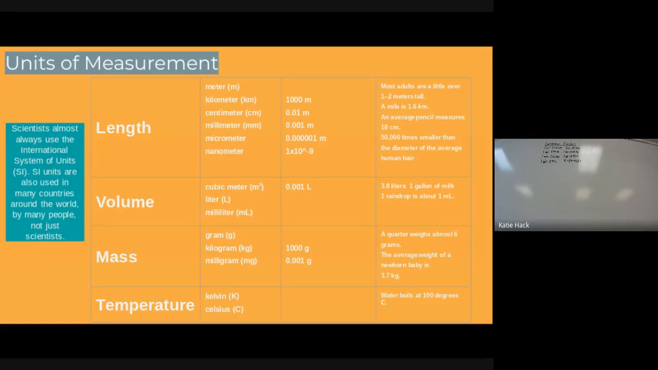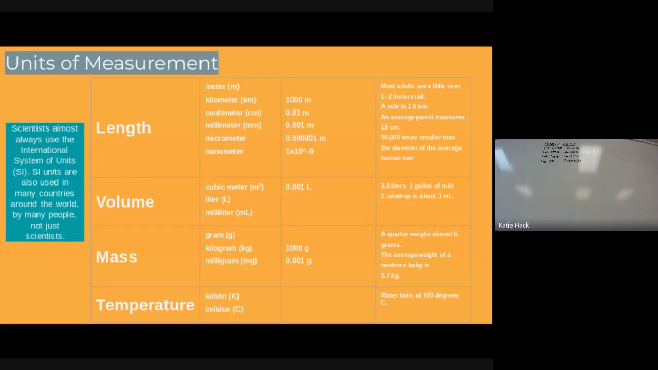Volume, we can use the cubic meter, the liter, or the milliliter. The cubic meter, or the liter and the milliliter. For mass, we use the gram. And temperature, the official SI unit for temperature is Kelvin. However, the majority of scientists and countries other than the United States use Celsius.